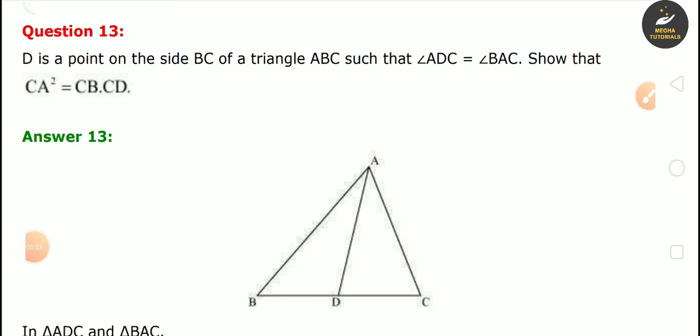Question 13. D is a point on the side BC of a triangle ABC such that angle ADC is equal to angle BAC. So it is given part. Show that CA square is equal to CB into CD. So get this solution. First we need to prove two triangles are similar, then we will take proportional sides and then we can put the required proof. So come to the solution.